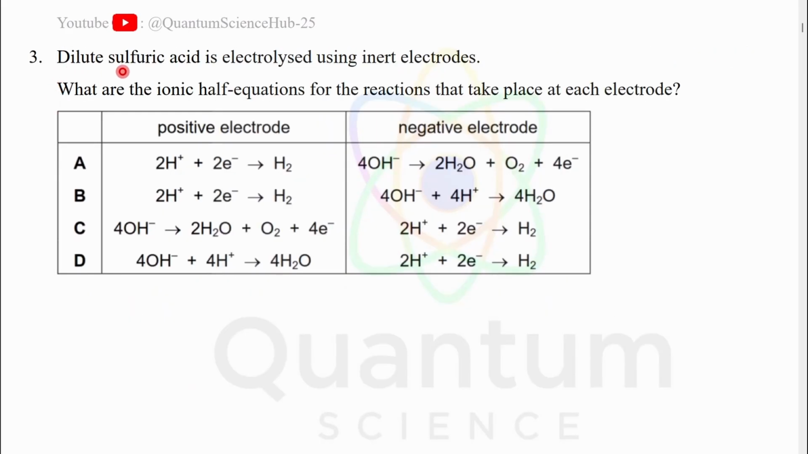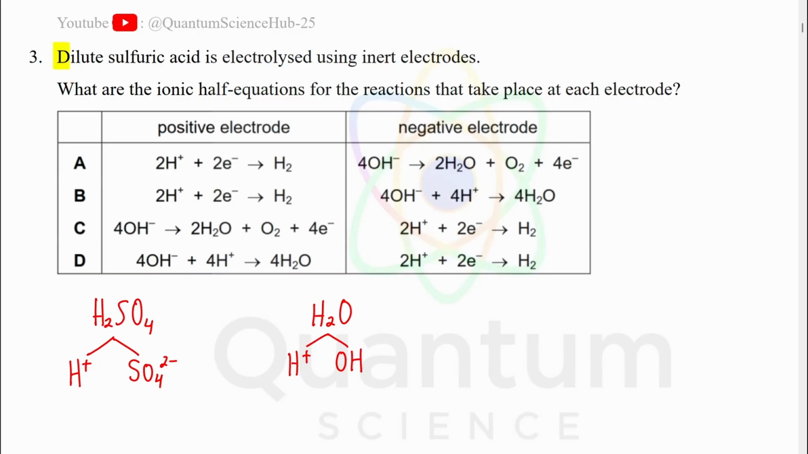Question 3. Dilute sulfuric acid is electrolyzed using inert electrodes. What are the ionic half equations for the reactions that take place at each electrode? Okay, so what is the formula for dilute sulfuric acid? H2SO4, right? So we split based on the ions, which is H positive and SO4 2 negative. While from the water itself, H2O is H positive and OH negative.